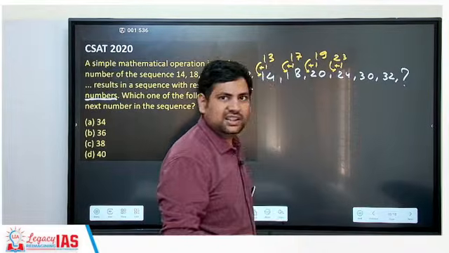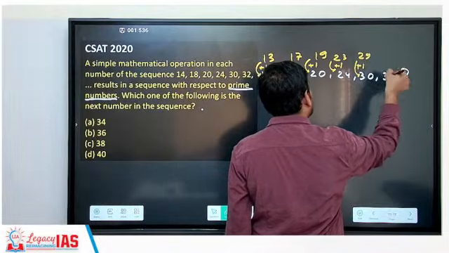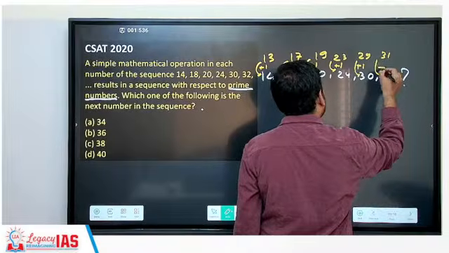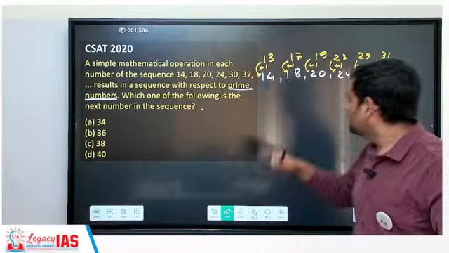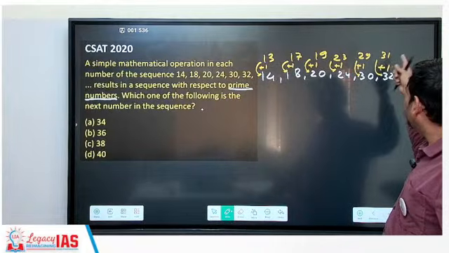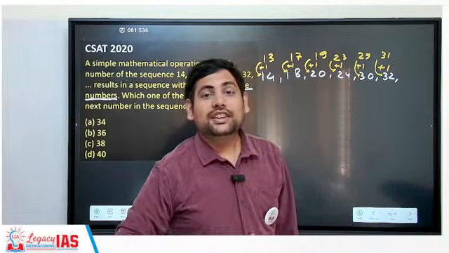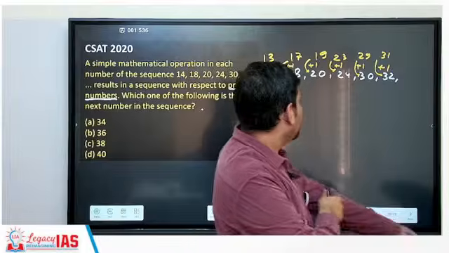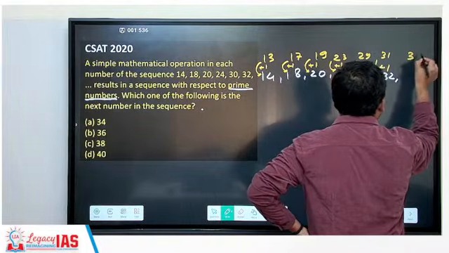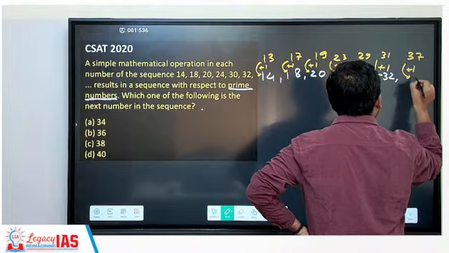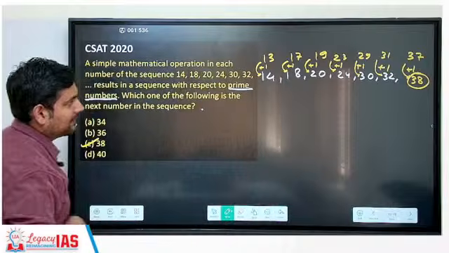So the pattern is like this. What is this number? This is 29 plus 1. Next is 31 plus 1. So they are following the proper order of prime numbers, which is 13, 17, 19, 23, 29, 31. Next prime number is what? Not 33. 33 is not prime. 35 is also not prime. Okay. What is prime? 37. So 37 plus 1, 38 becomes your answer, which is C.